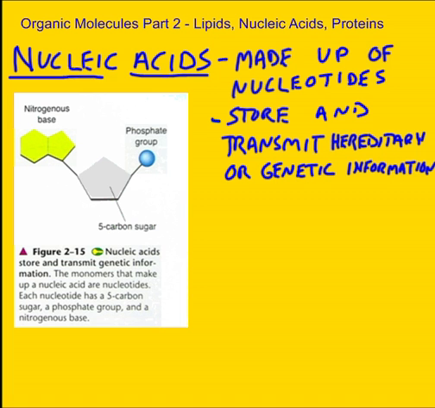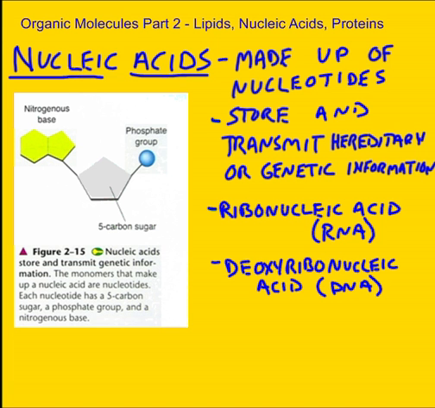The job of nucleic acids is to store and transmit hereditary or genetic information. Your genes are made up of nucleic acids, and this is how information is passed from generation to generation. This is how inheritance works. This year, we'll be talking a lot about both RNA and DNA, the two types of nucleic acids. As their names indicate, RNA contains the sugar ribose and DNA contains the sugar deoxyribose.